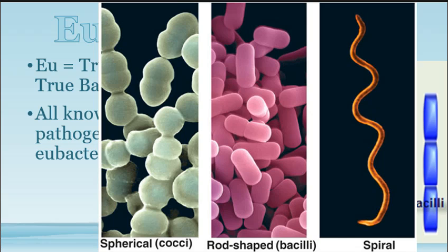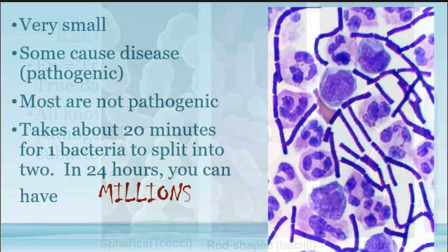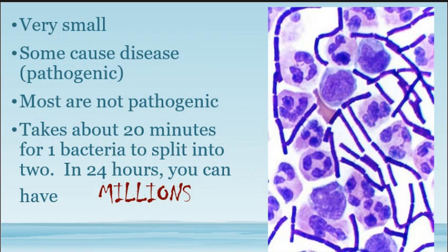Then we have our spiral or spirillum-shaped one right here. Like I said, a lot of pathogens come in that shape. Okay, they're very small. Some cause disease. They're pathogenic. Most are not pathogenic. It takes about 20 minutes for one bacterium to split into two. In 24 hours, you can have millions. So take a look at this picture on the side right over here. This is actually a blood smear of a person who is infected, and the rod-shaped purple things are the bacteria.